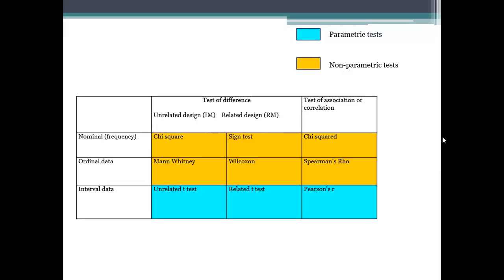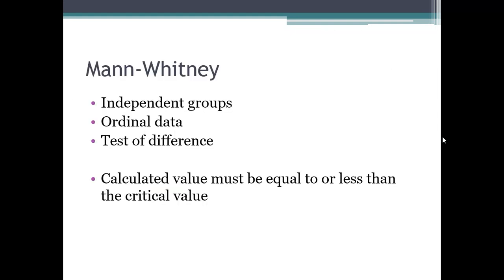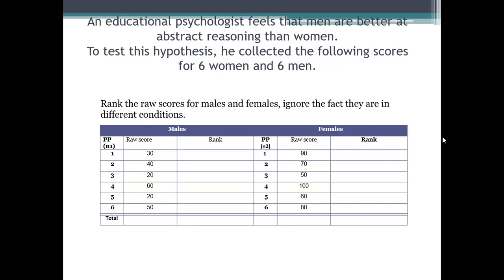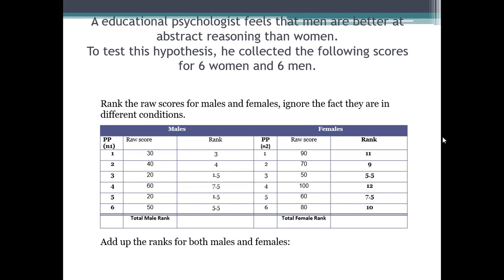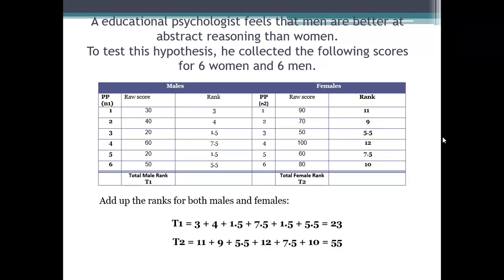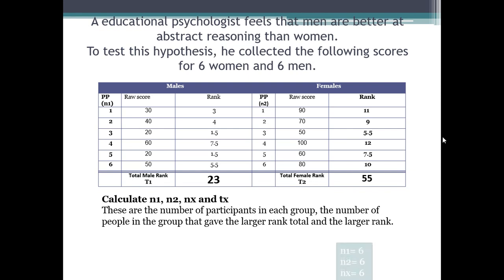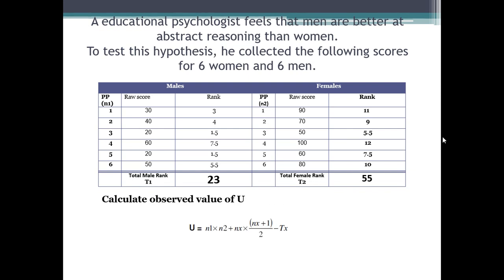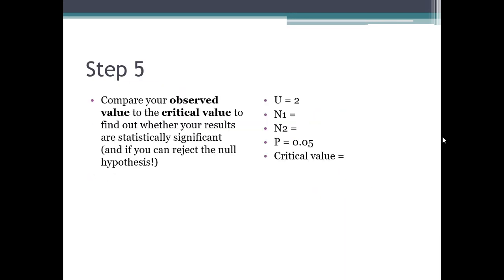Mann-Whitney and Wilcoxon are your tests of difference for ordinal data. So Mann-Whitney is difference, ordinal, independent groups. Again, there's just some examples. That's how it's worked out. You'll never have to do that in an exam, just for maths people. And it gives you a result. So in this case, your calculated or observed value is 2.